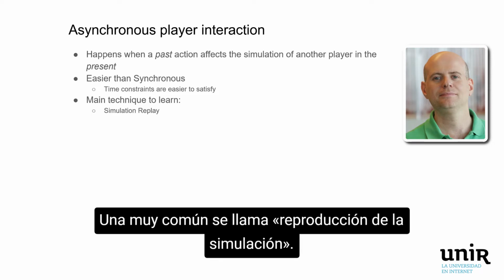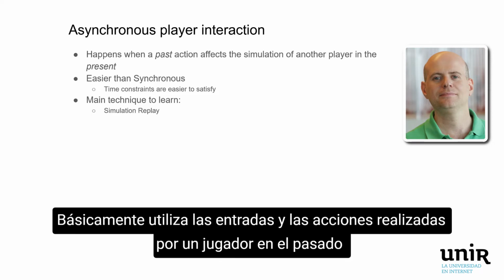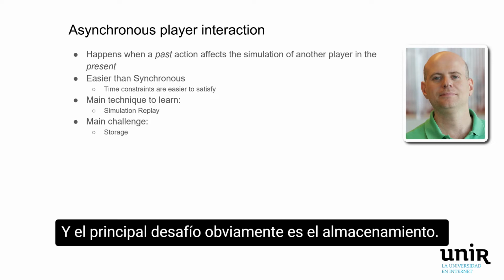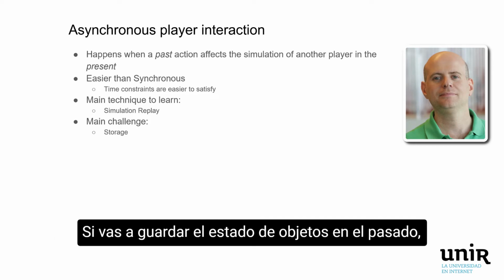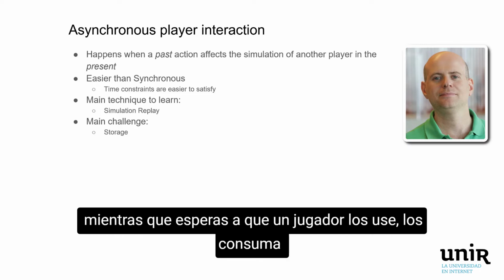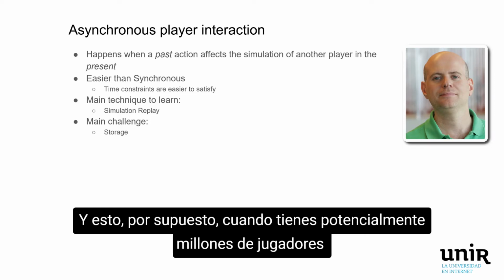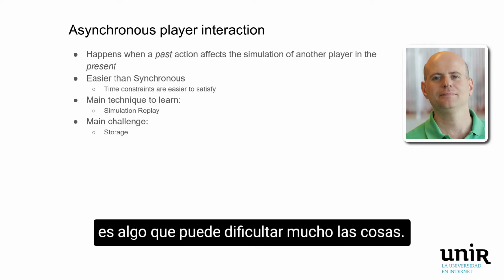A common one is called simulation replay. Basically, you use the inputs and the actions done by a player in the past to change the game that is played by a different player, right? And the main challenge obviously is the storage. If you're saving the state of objects in the past, waiting for a player to consume them, to influence their game, obviously you need to store them somewhere. And that, of course, when you have potentially millions of players, is something that can make things very difficult.